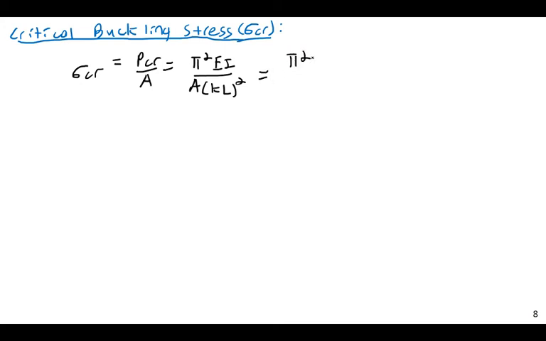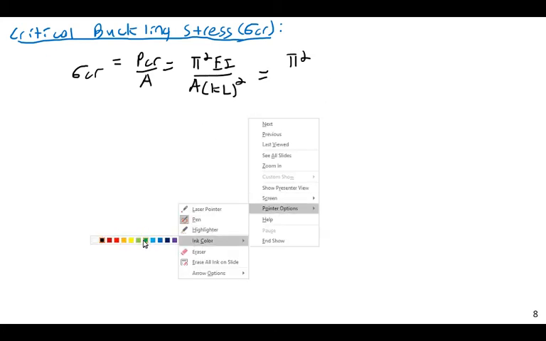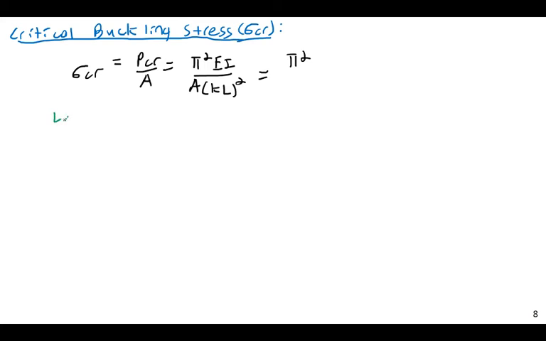Pi squared, hey, I have an I and an A. I over A, I know what that is. That seems familiar, I've seen that before. Radius of gyration. Let's say r squared is equal to I over A, so it's a single quantity now. Radius of gyration. Hopefully you saw this in statics. Probably did, if you had me for an instructor.